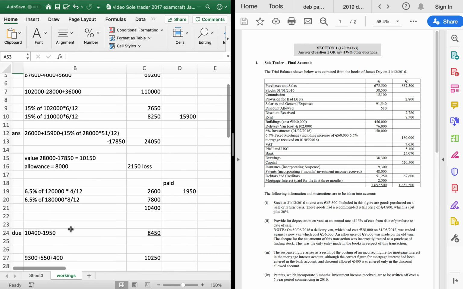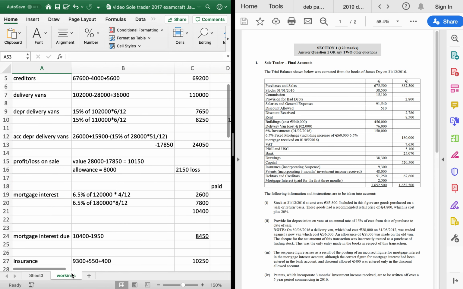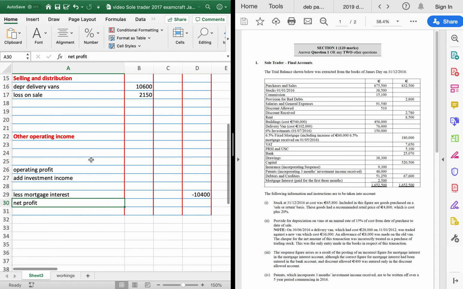Mortgage interest, 10.4. So that'll go in its own spot down here, and call it mortgage interest. Don't call it debenture interest. Again, I just copied that skeleton from a trading profit and loss account, so that was quite lazy. So it just goes in there. Mortgage interest due is a liability, as you know, so 8,450 in your current liabilities.